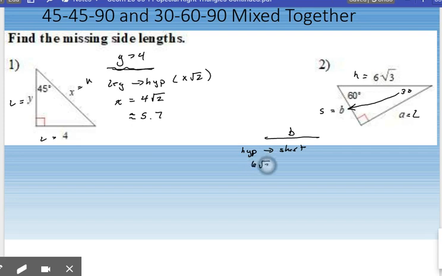So we have 6 square root of 3 divided by 2. So that's going to be 3 square root of 3. If you wanted to write the decimal, that's fine. I'd accept it either way.